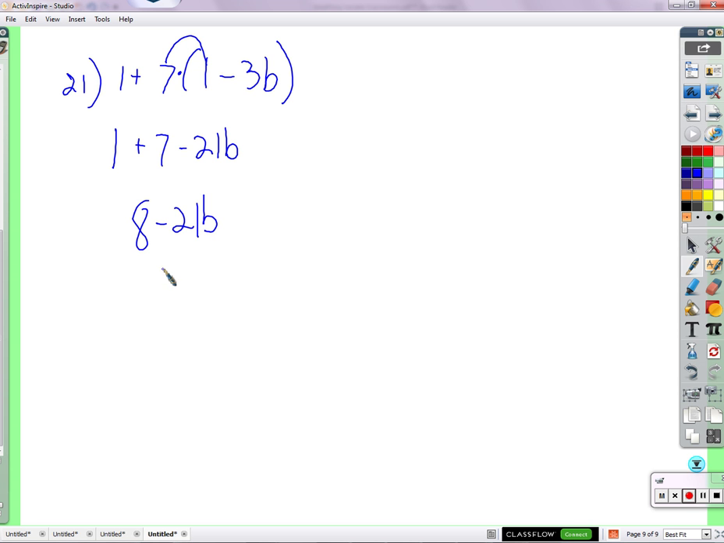Is that it? It's not like negative 17b, right? Why is it not negative 17b? Or sorry, negative 13b. Why is it not negative 13b? They're not the same. These are ones. These are b's. You can't put ones and b's together. Okay.